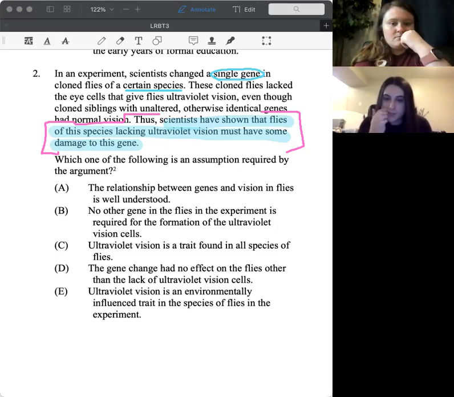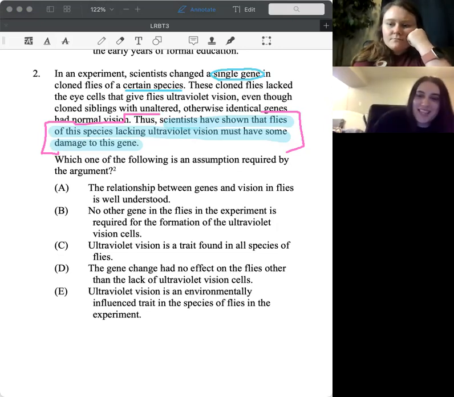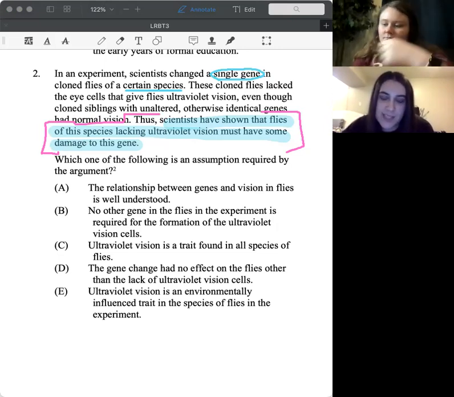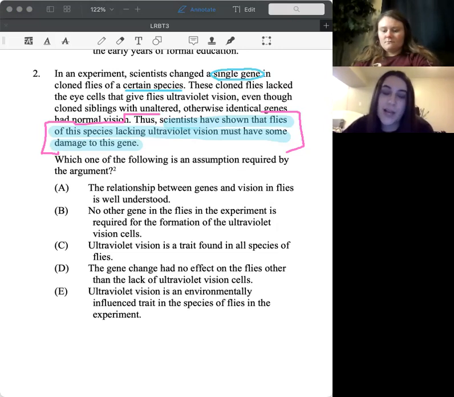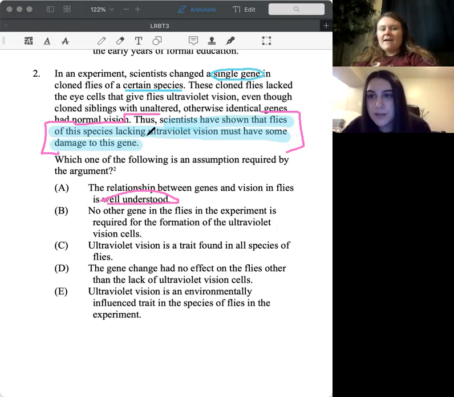Okay. So A, the relationship between genes and vision in flies is well understood. No. Why not? I don't ever pick these because I wouldn't say it's needed. Even though it's not strong, or well, actually "well understood" is kind of strong, to me it's not specific enough to what we're talking about. We don't care what happens if it's not well understood. It doesn't crush our argument. It could still be that species lacking ultraviolet vision must have some damage to this gene. That could still be true even if we don't understand it. We don't need to understand things in order for them to be true.